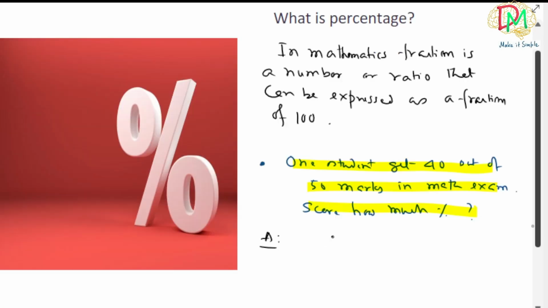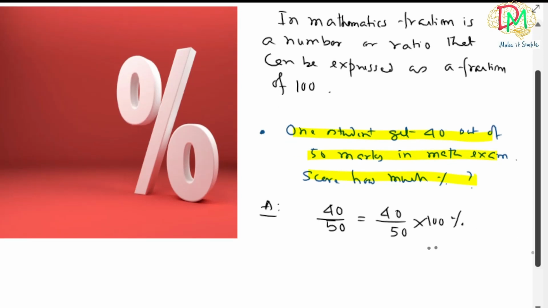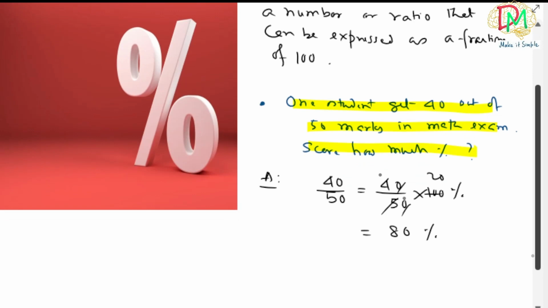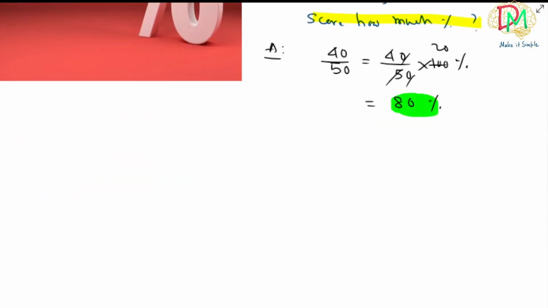This is the question: 40 out of 50. From here, if we multiply this fraction by 100, we get the term in percentage. Zero cancels out, that is 2 times 40, which is 80%. Correct? So he scored 80%. He converted the fractional number into percentage.